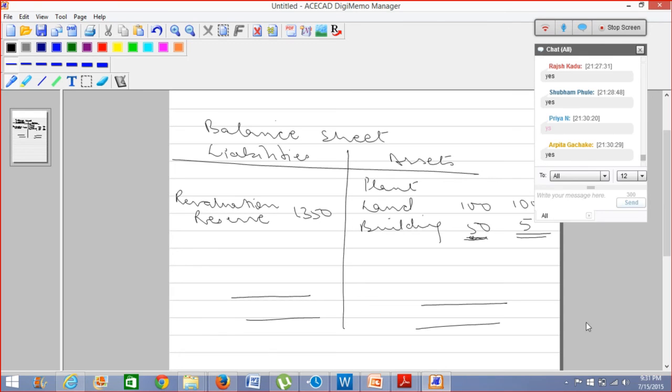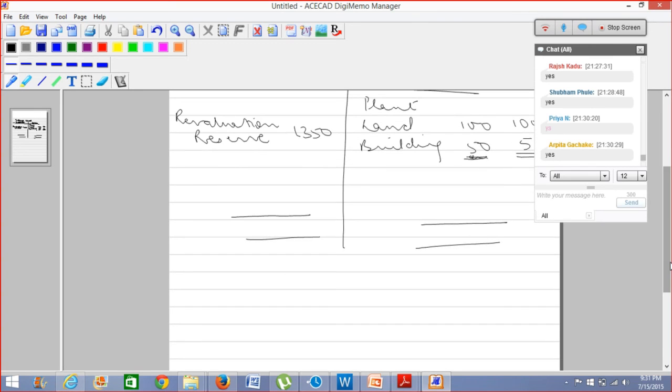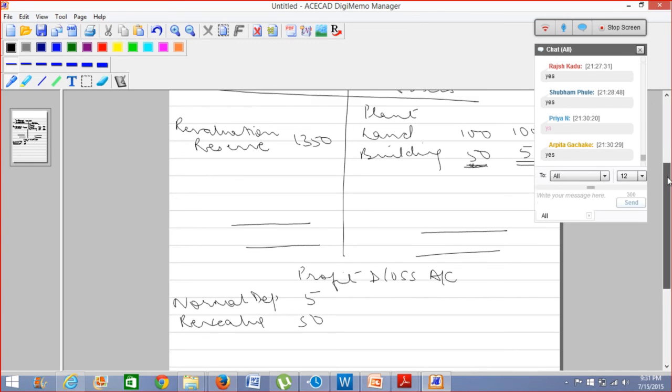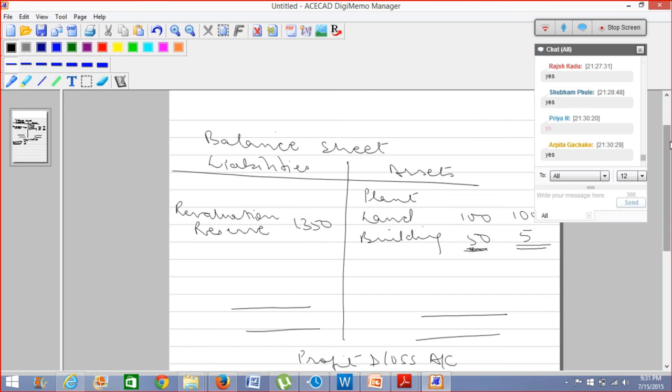So I'll make a profit and loss account here. Now, every year in the profit and loss account, you will charge a normal depreciation of, say, rupees 5 and you will charge a revaluation depreciation of rupees 50. Okay? Now, normal depreciation will get reduced from the building account here, and revaluation depreciation will also get reduced from the building account. Okay?